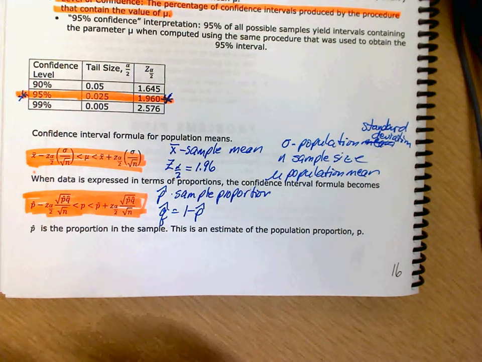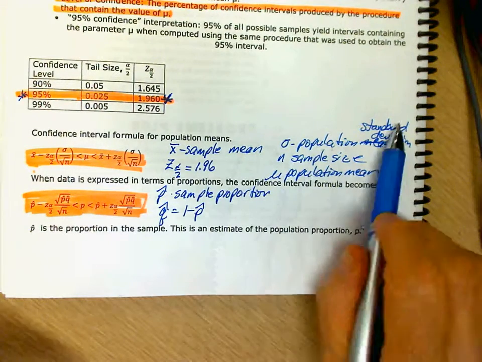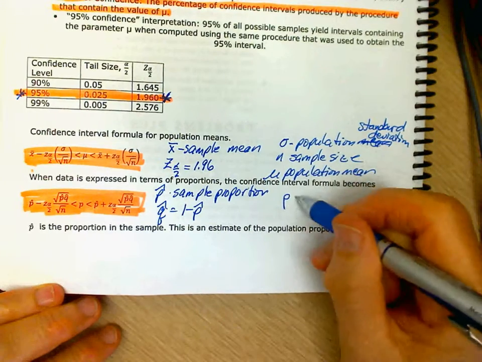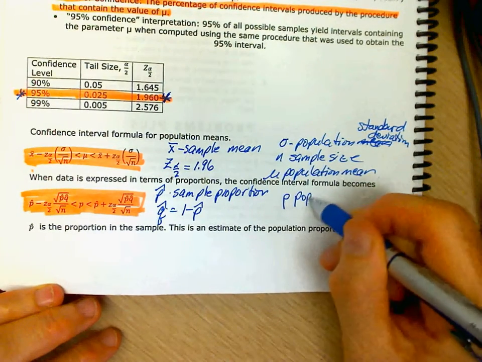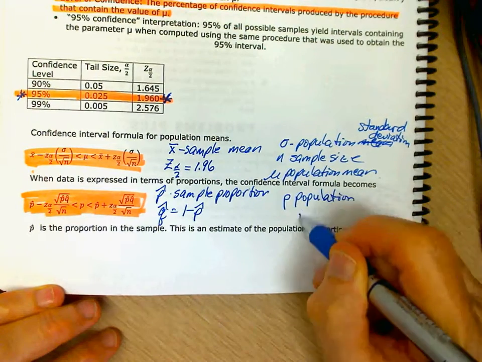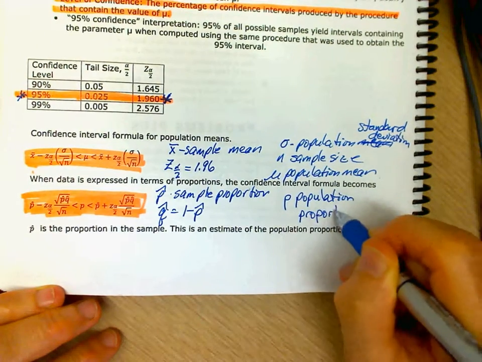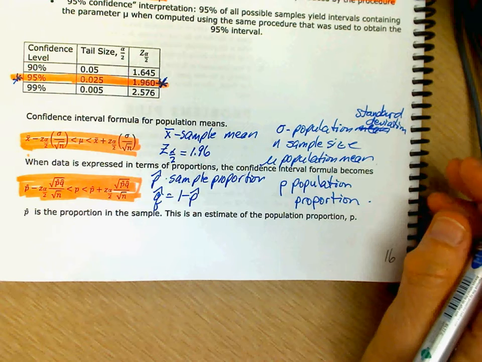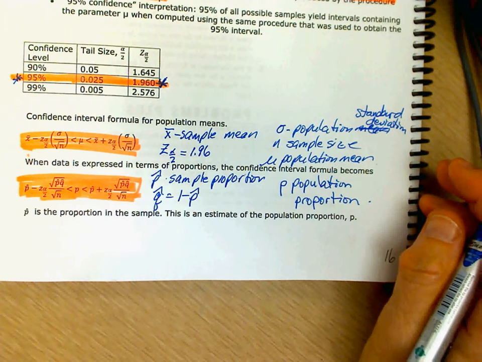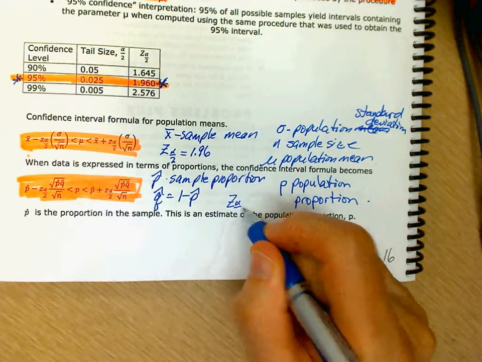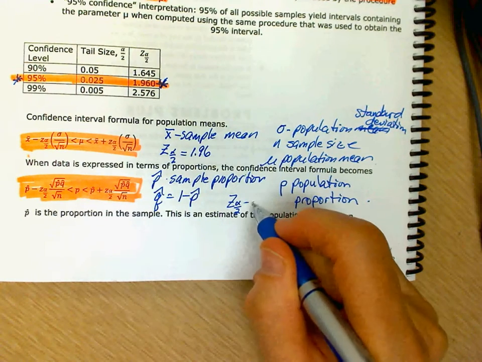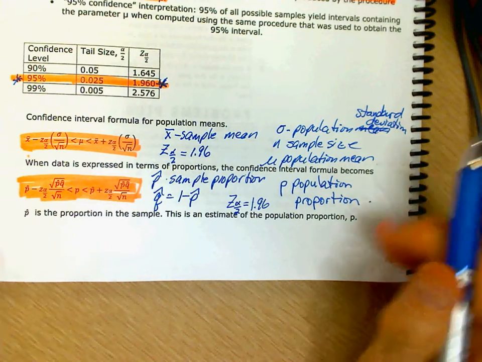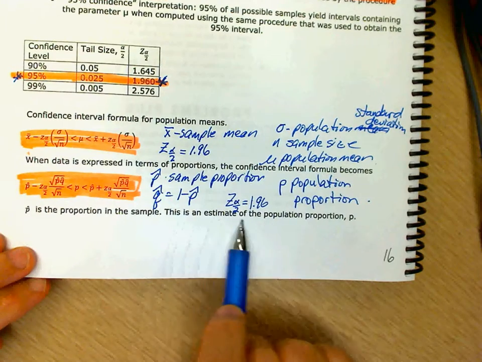So let me check that. That's sample mean, population standard deviation, and population mean. P without a hat is population proportion. And Z alpha over 2, I'm only going to ask you for the 95%. Okay? So P hat is the proportion sample. This is an estimate of the population proportion P.